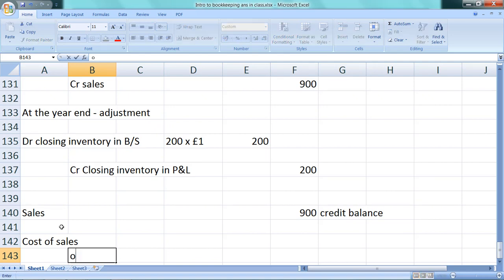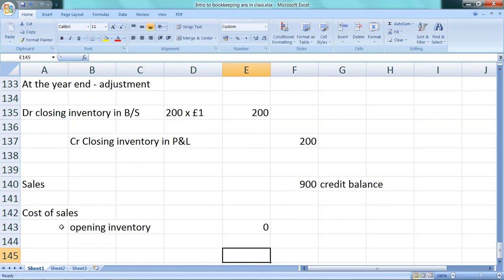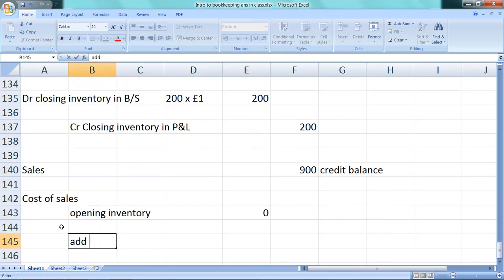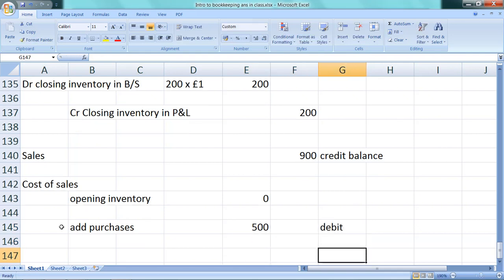Our cost of sales will include, it's cost me £500 to buy these things, and I'm going to say we've got no opening inventory. So opening inventory is going to be 0. Then I'm going to add on any purchases. The purchases that we made were £500. Whoops, £500 worth of purchases. Does that make sense? That is a debit balance. What I then do is I take off my closing inventory.